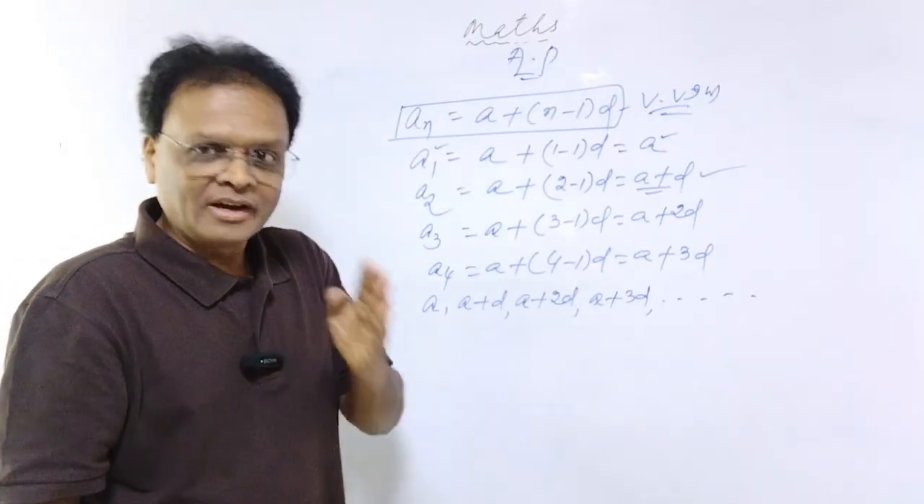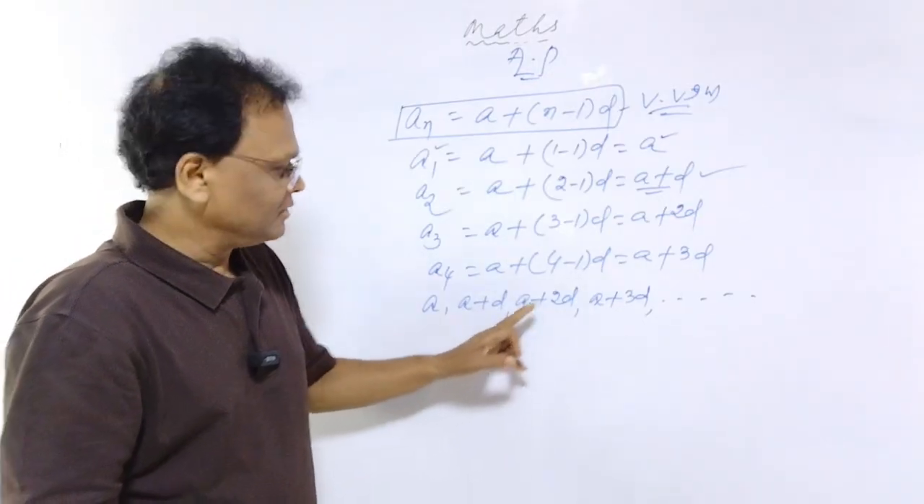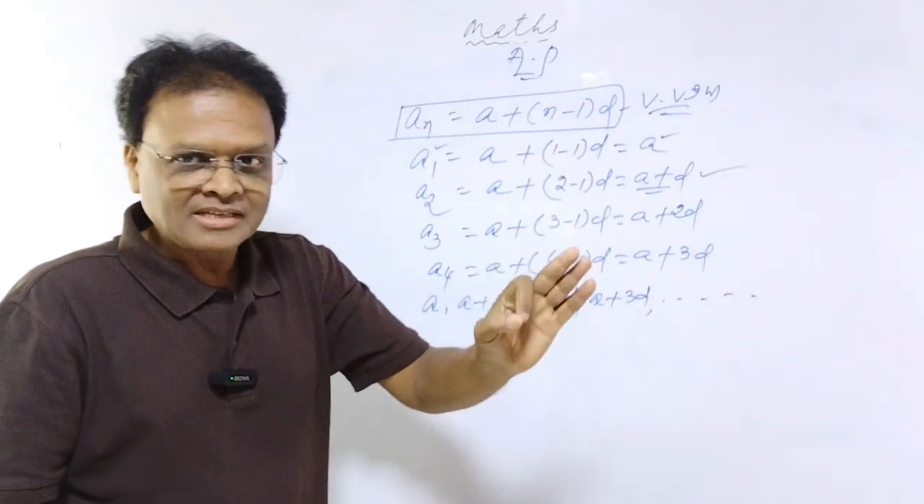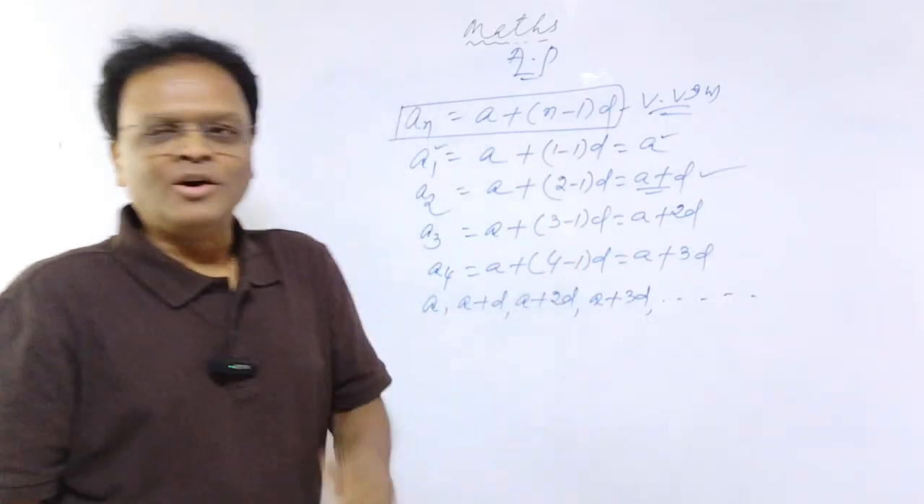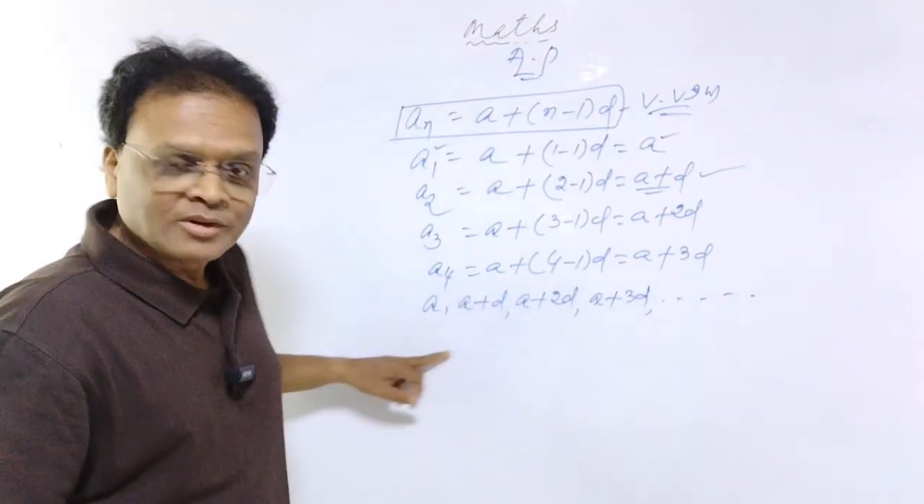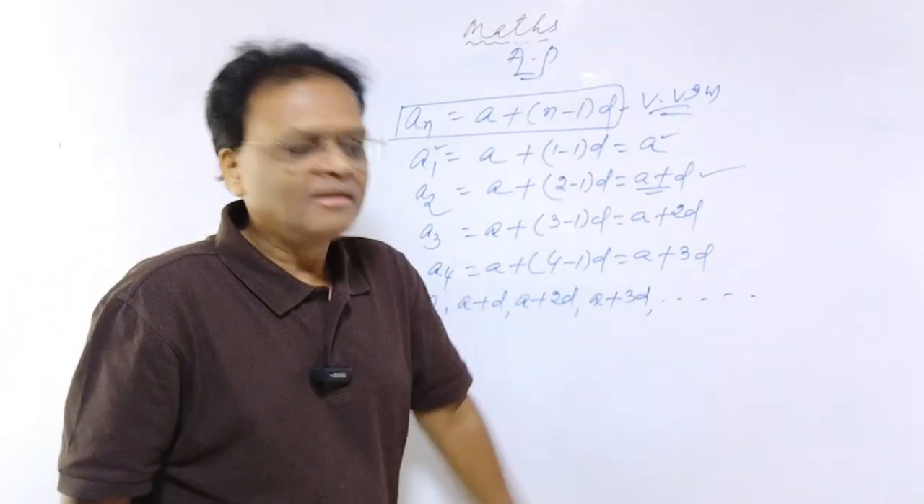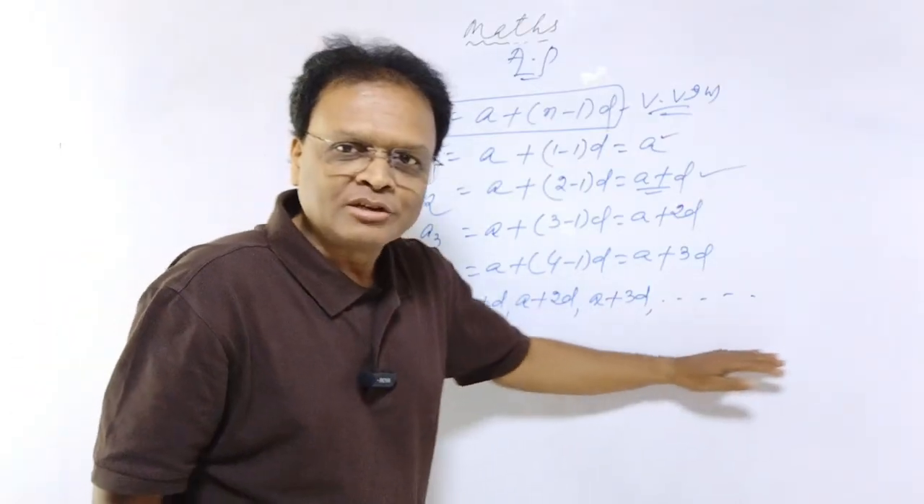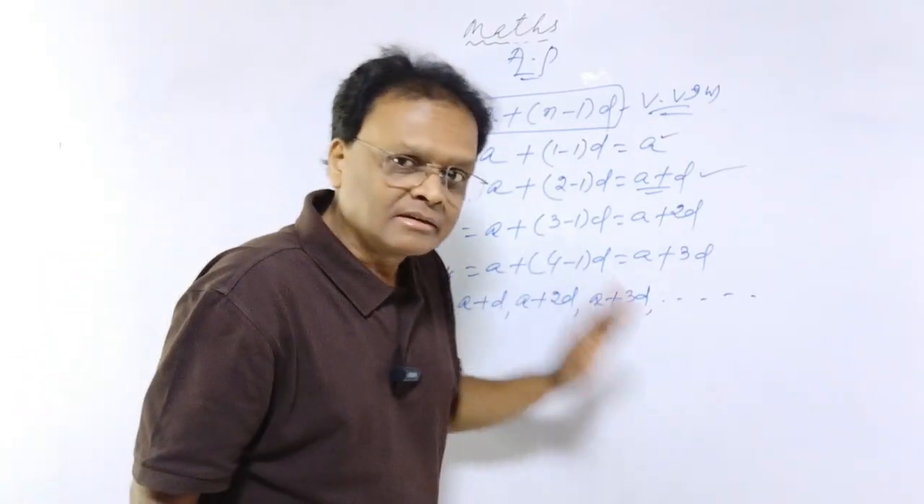Find the AP means you have to find the first term, second term, third term, fourth term, fifth term, like this. So whenever they ask to determine the AP or find the AP, you have to find this one. Therefore this is called the general term of the AP.